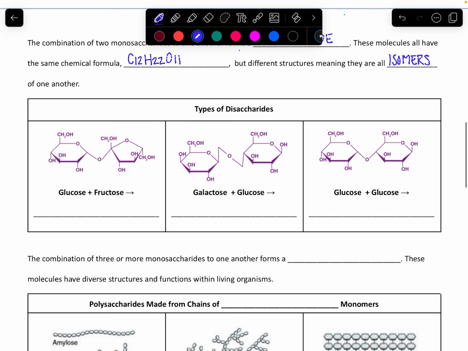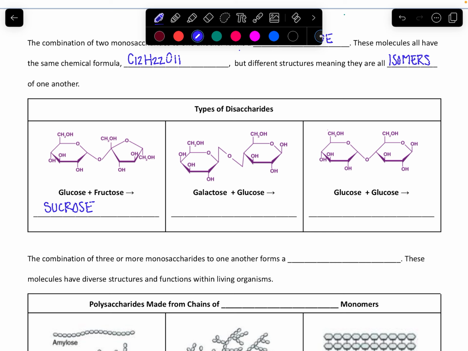The first one is made when we combine a glucose monomer with a fructose monomer, and this is the most common one that we see, actually, probably in our food. This is sucrose. So if you eat candy, like chocolate, things like that, most of the time the sugar that's in that food is going to be sucrose. So when you look at a nutrition label, typically you're looking at sucrose, okay?